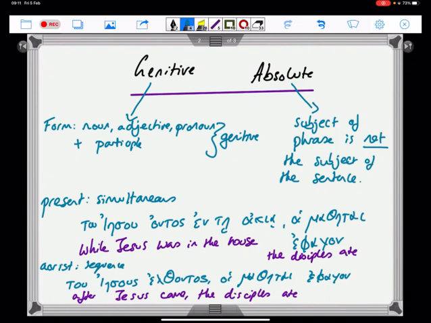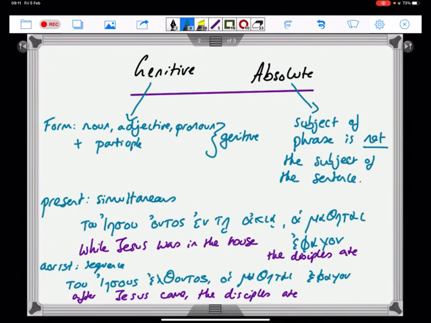Jesus is not the subject of the main verb, the disciples are, but you get some background information about him that sets the tone for the rest of the sentence. These are really useful in Greek because they do allow you to bring multiple groups of people into one sentence grammatically.